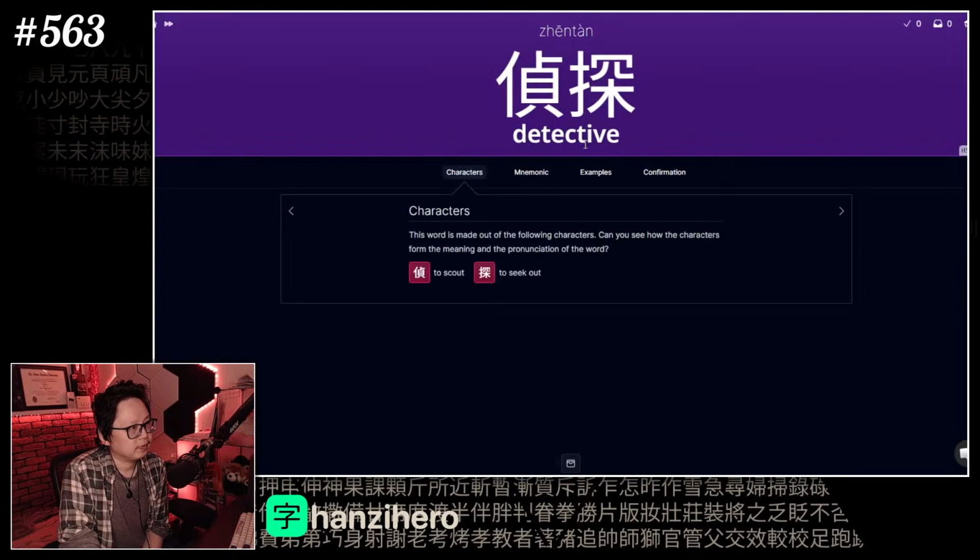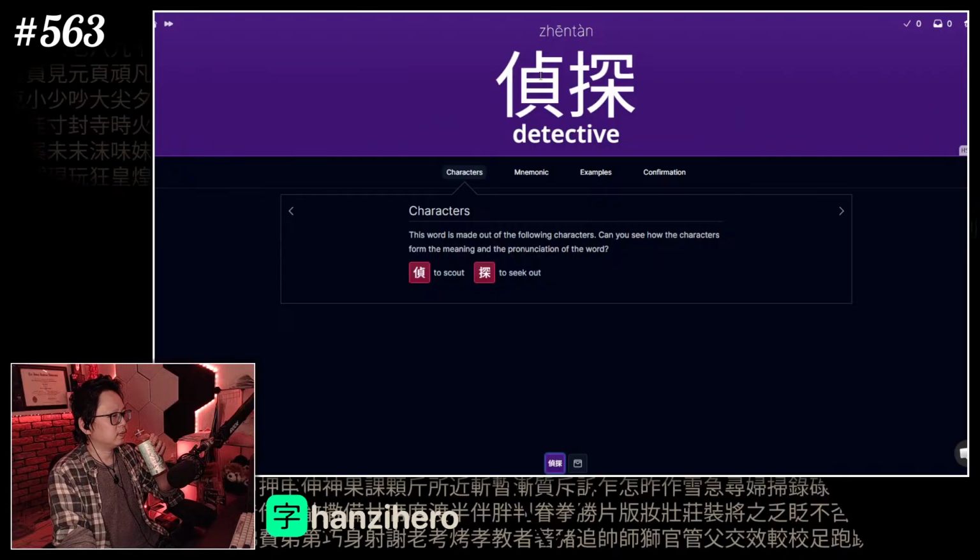All right. Anyways, 侦探. So 侦探. Do I have this? No, I don't. 真 is on the weaker side, largely because the right hand doesn't quite look like Jen. Just kidding, it does.